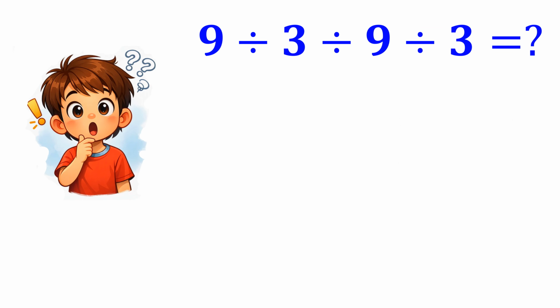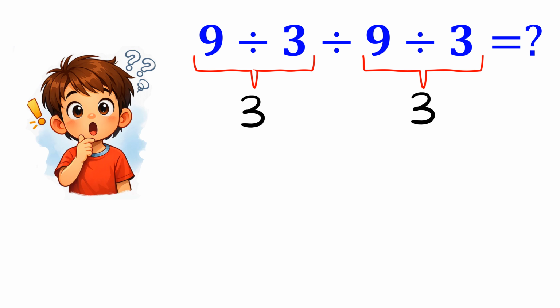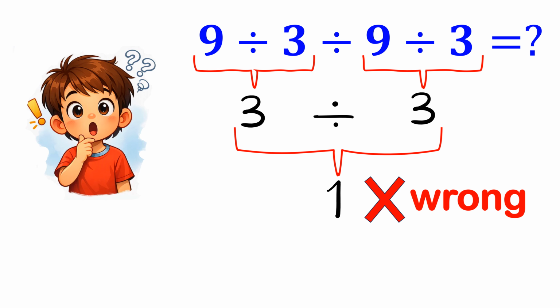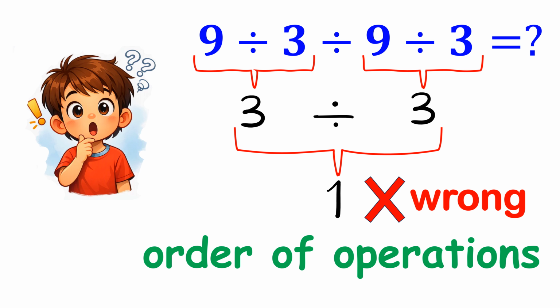First, let's look at the young man's solution. He solved it from left to right and said 9 divided by 3 is 3, and again 9 divided by 3 is 3, and 3 divided by 3 is 1. But this answer is wrong because he didn't pay attention to the order of operations and the KCF rule.